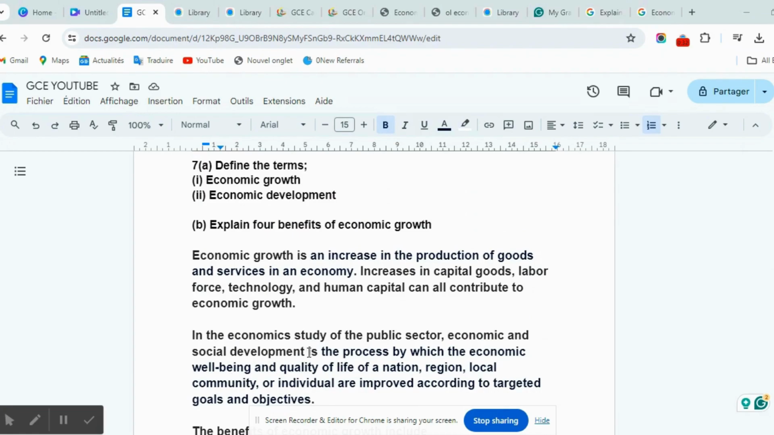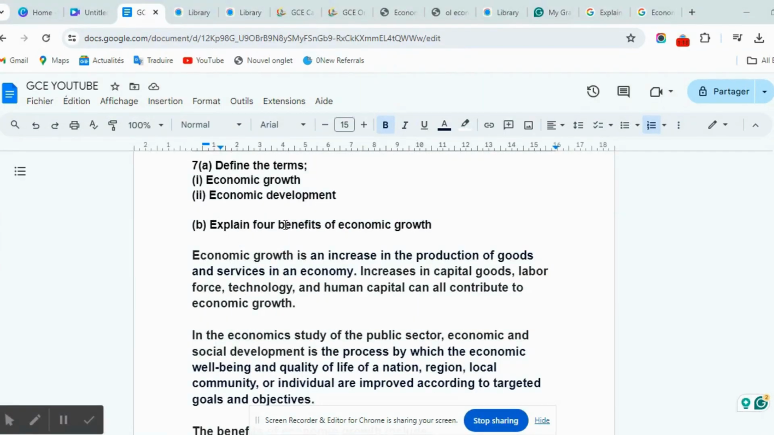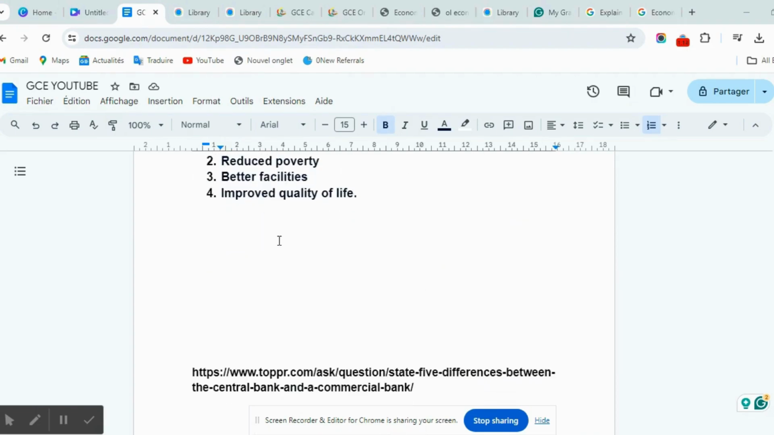In the economic study of the public sector, economic and social development is a process by which the economic well-being and quality of life of a nation, region, local community, or individual are improved according to the targeted goals and objectives. The benefits of economic growth include higher income, so people earn more, reduced poverty, because the economy has grown, better facilities, and improved quality of life. So when there's economic growth of the country, these are the 4 benefits that actually accompany it, as we see in this question. So these are them here.